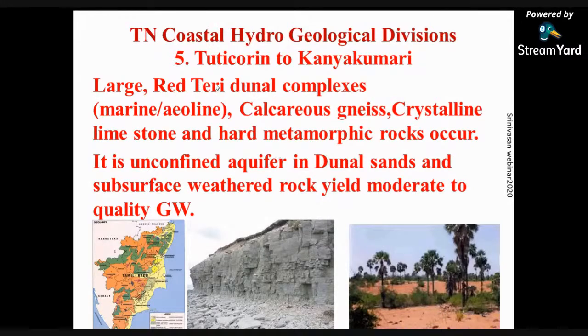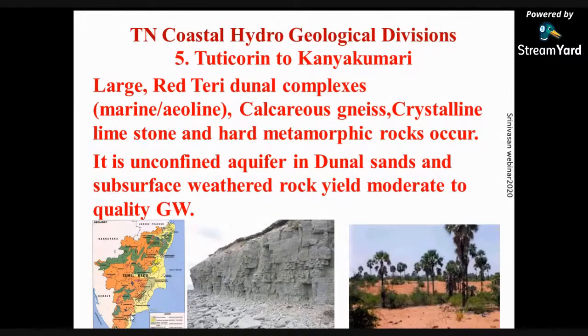Red color. Kindly see the cursor. Red teri dune complex. The coastal dune will be a bit inland, deep red color by oxidation, an older dune. Below which you will see some calcareous limestone, crystalline limestone. So there is limited groundwater potential from Tuticorin to Kanyakumari. In the calcareous crystalline limestone, again the hard metamorphic rock comes.